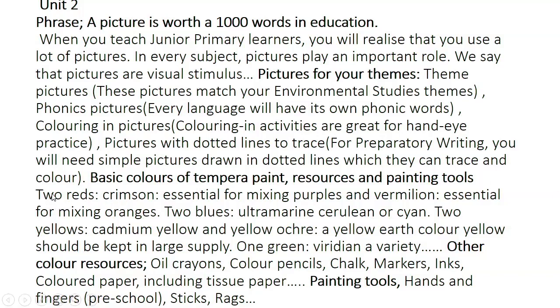So therefore, down here you have the examples of what the basic colors of tempera are. That is information that you should be able to read on your own. And like I said before, the moment you see that there are dots there, it means continue, find that specific information in the book and read more on it. There are also other color resources, like I explained before, we are referring to oil crayons, color pencils, chalk, markers, inks, anything that can be used in an art class with young children. And then the painting tools are also listed there.